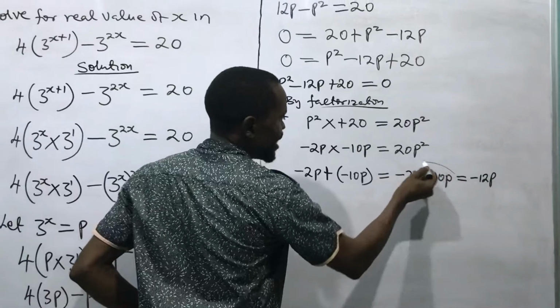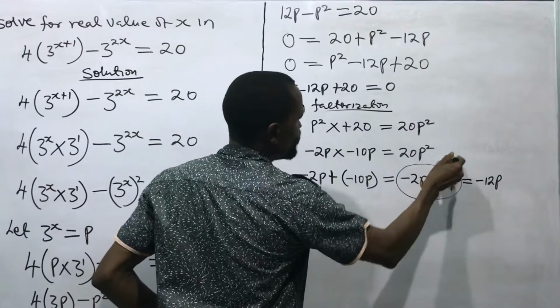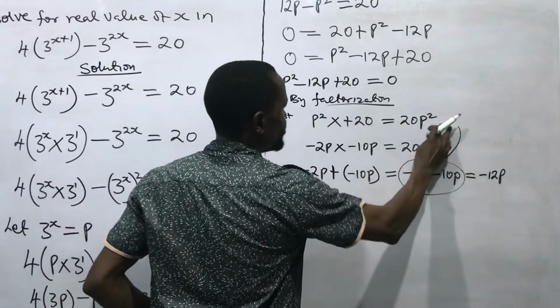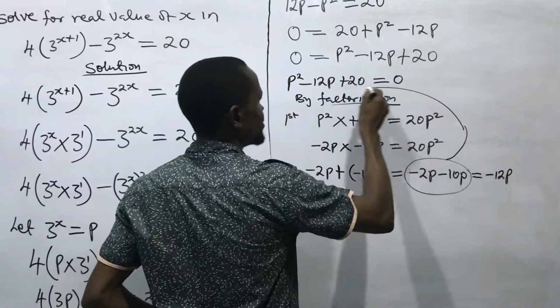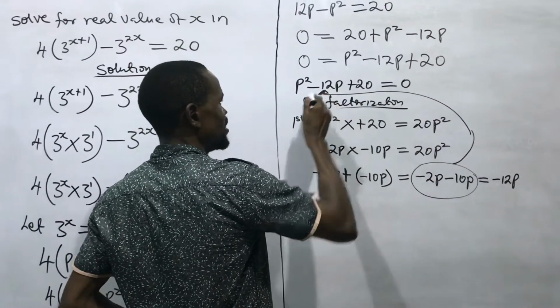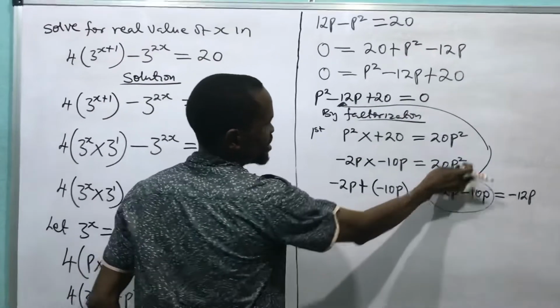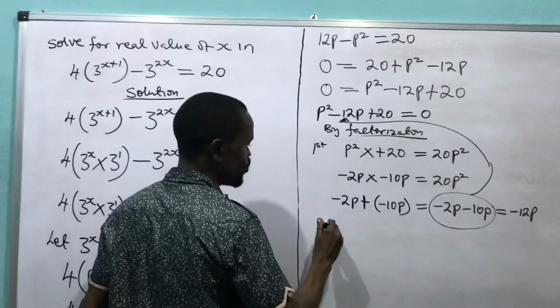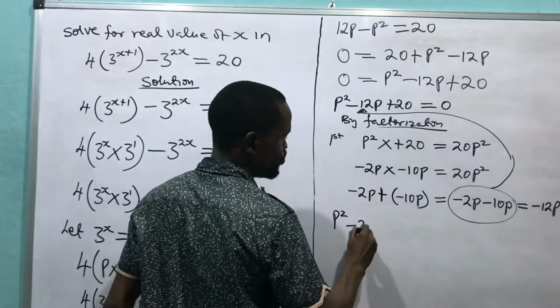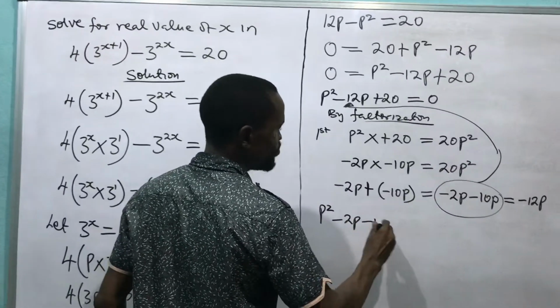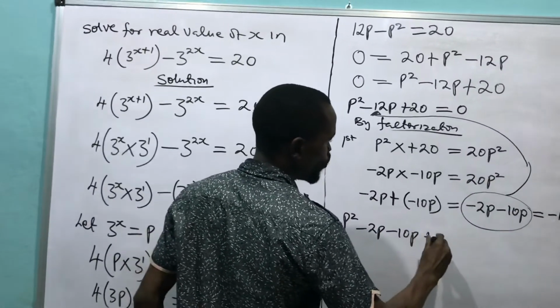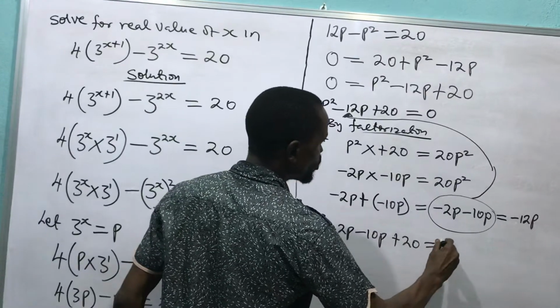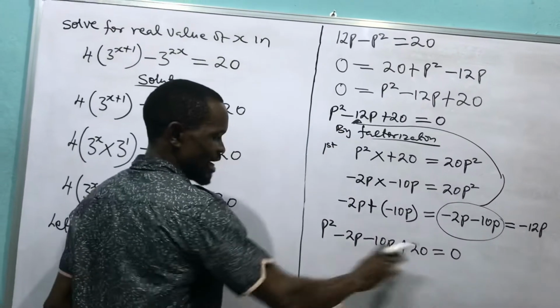That means I can use this to replace this in this equation. This equation will turn out to be p squared minus 2p minus 10p plus 20 equals to what? 0. And they are now 4 in number.